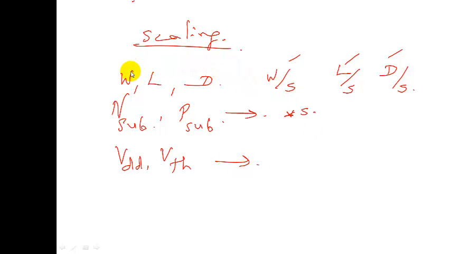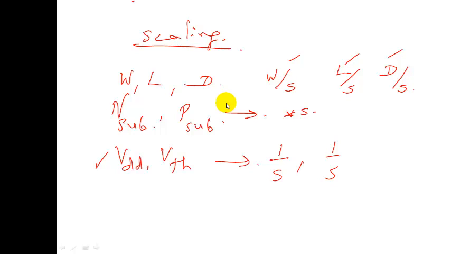When I am having my W, L, D and all reduced, I cannot afford to have the same VDD of 5 volts as I did for the 2 micron device across a nanometer size device. So I will have to accordingly reduce the VDD and VTH also. Let us assume we are having VDD divided by S and VTH also divided by S.